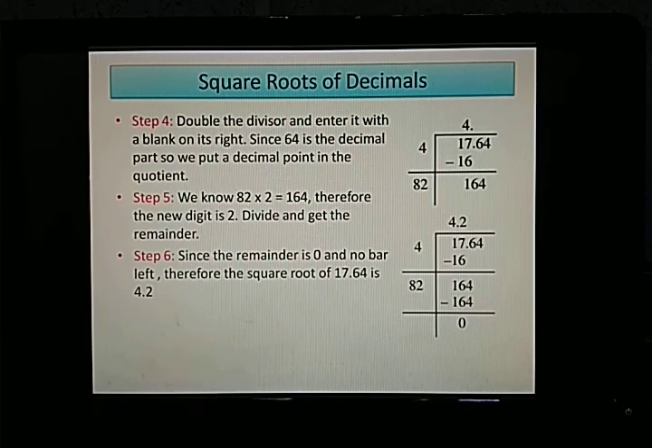So I hope you all have understood it. You can go through the examples given in your textbook, and you can try it out with other numbers as well. The procedure is the same for any number. You just have to continue this process until you get the remainder as 0. So this brings us to the end of this chapter.